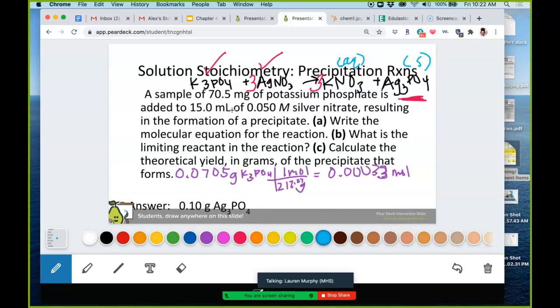Okay. And then we need to do this again, but we need to do it for silver nitrate. So the way we get moles for silver nitrate is molarity times volume is moles. So 0.050 moles per liter times 0.015 liters. Then our liters cancel, and we're left with moles. So 0.05 times 0.015. So this is 0.00075 moles.